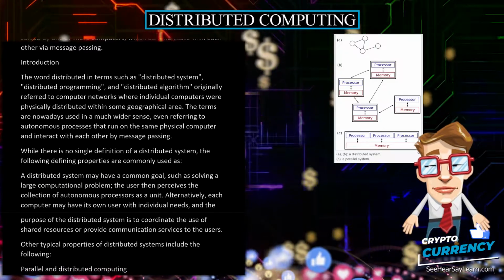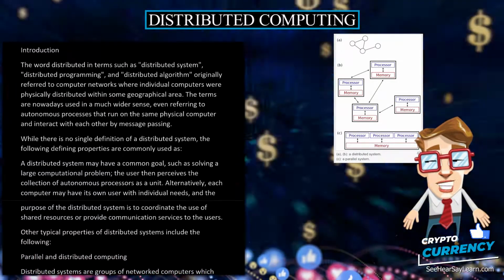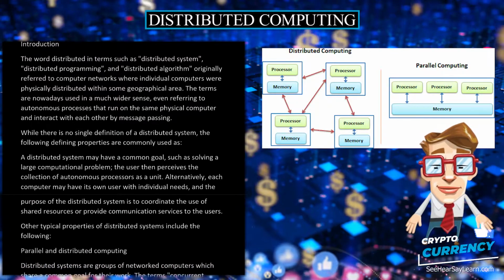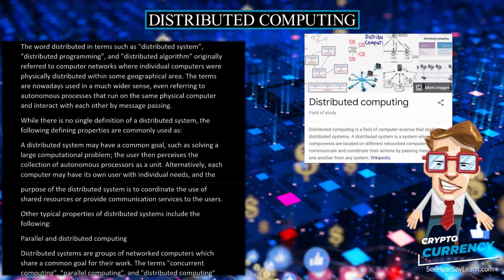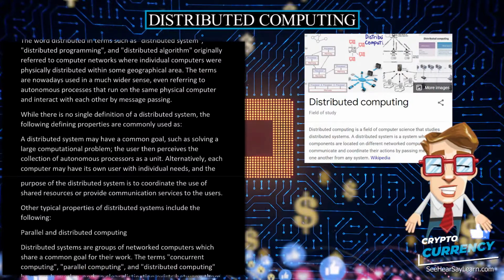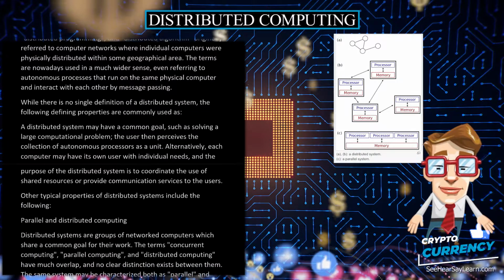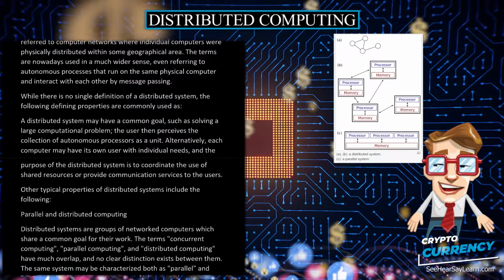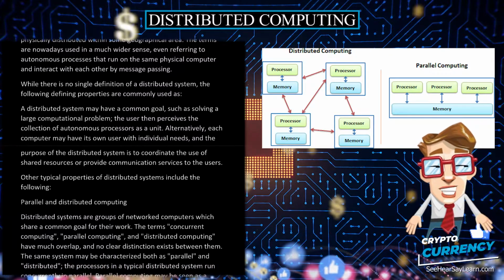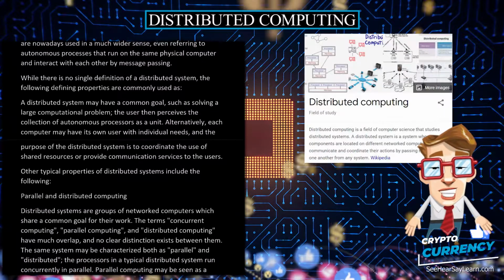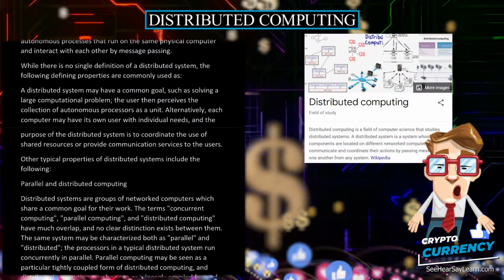While there is no single definition of a distributed system, the following defining properties are commonly used. A distributed system may have a common goal, such as solving a large computational problem. The user then perceives the collection of autonomous processes as a unit. Alternatively, each computer may have its own user with individual needs, and the purpose of the distributed system is to coordinate the use of shared resources or provide communication services to the users.